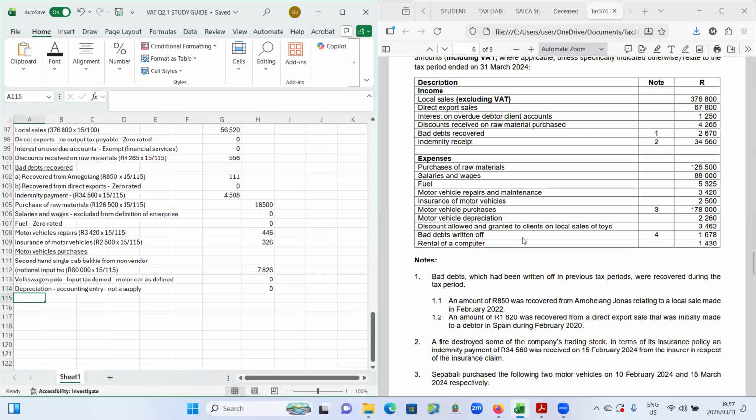Discount allowed granted to clients on local sales. On discount allowed, what are the VAT implications? Remember, it's the opposite of discount received. So on a discount received, if we said we must levy output tax, then the opposite is true on discount allowed, meaning we must claim input tax. I'm sure we can all agree on that. It makes sense, eh?